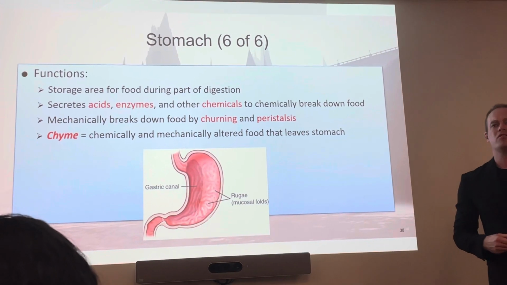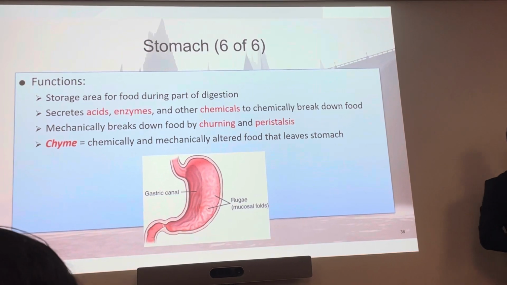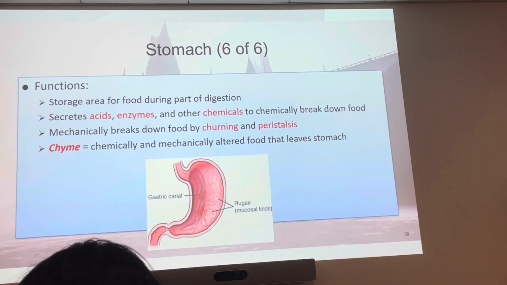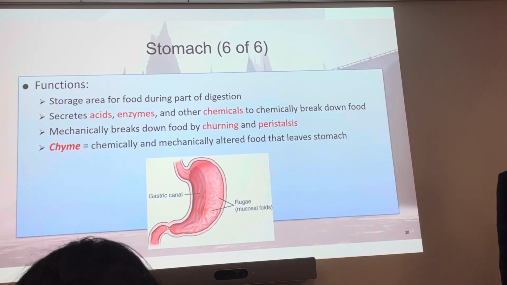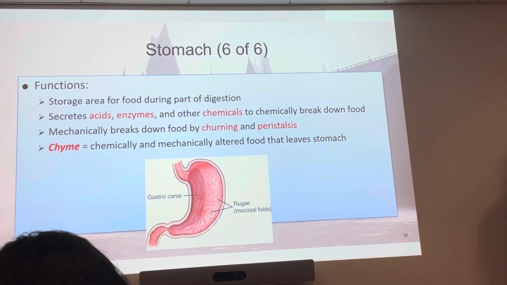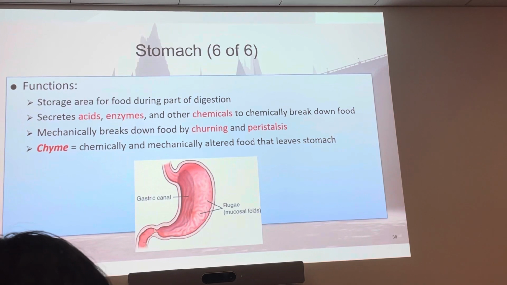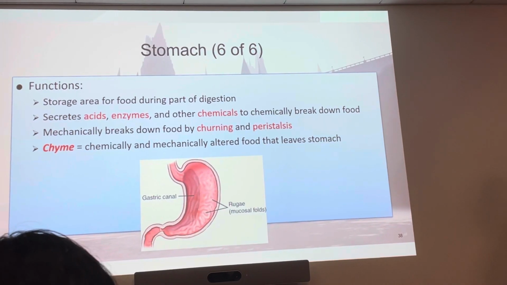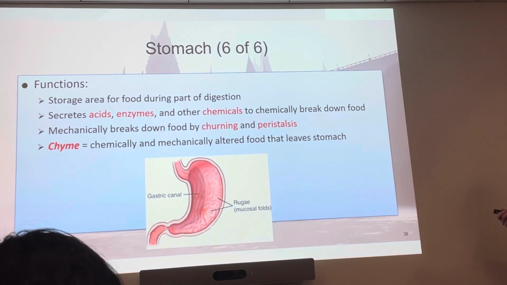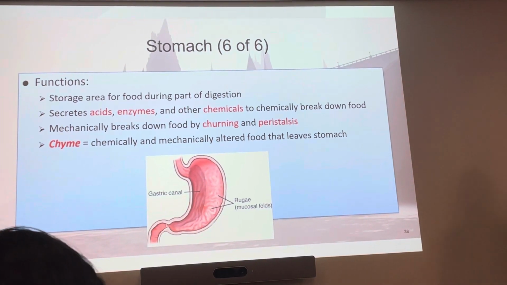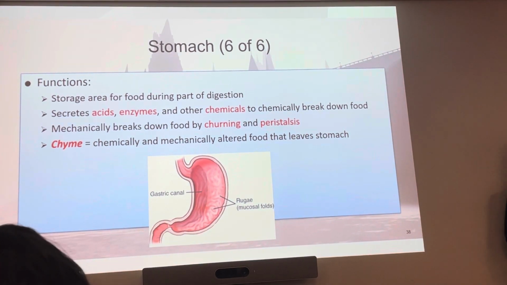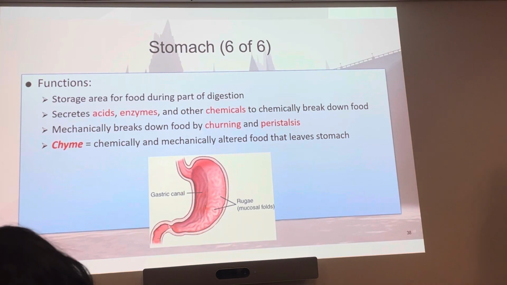Okay, what are the main functions of the stomach, guys? Four great bullet points there, guys. I want y'all to remember. Of course, storage area for food during the early part of digestion. It's going to secrete those acids, those enzymes, or chemicals that chemically break down the food. That's a chemical process that your food is being broken down. It mechanically breaks it down by churning combined with peristalsis. And then that's going to become that substance we just talked about, chyme. That's chemically and mechanically altered food that leaves the stomach. So it enters as food, it leaves as chyme. Such a gross word too, chyme.